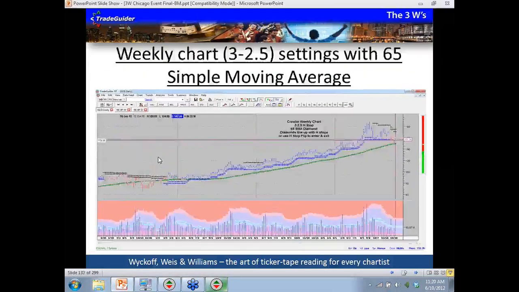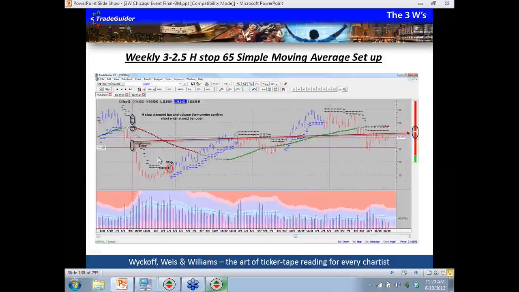So real straightforward here. 65 period moving average. Here's another example. The 8 stops flipped. Red diamonds. Thermometers below 50. Just ride it on down, and there's where you get stopped out. There is a good, bad, and the ugly. It doesn't work every time, and I could point out a few. Here's an area.